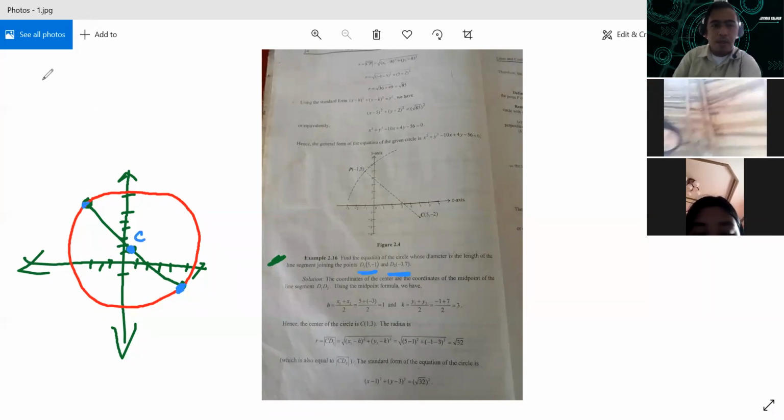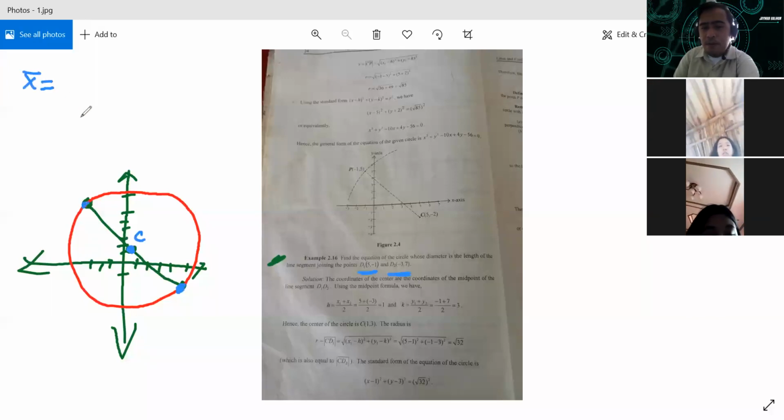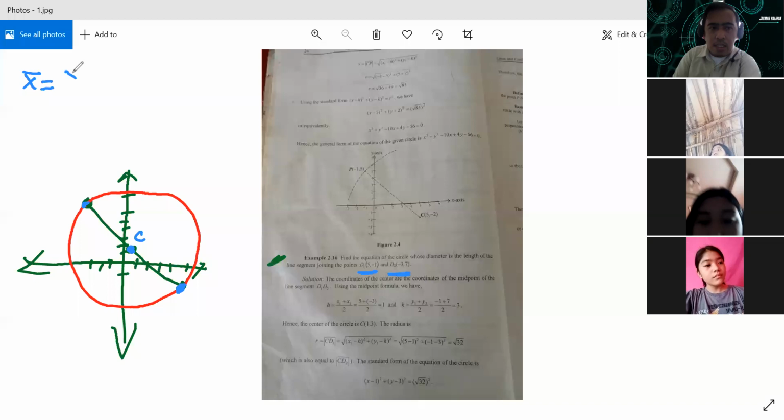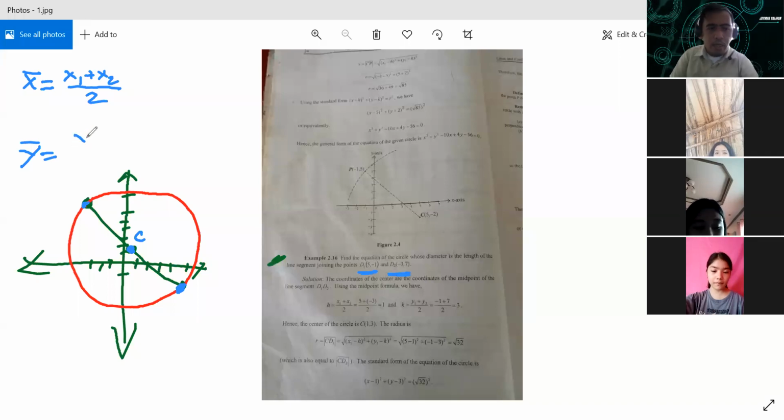So the midpoint. If you still remember the formula for the midpoint, x bar, you will just add x sub 1 and x sub 2, and divide it by 2. That will be the abscissa of your midpoint. While for your ordinate, y bar is equal to y sub 1 plus y sub 2 over 2. And that will be the ordinate of the midpoint, rather.